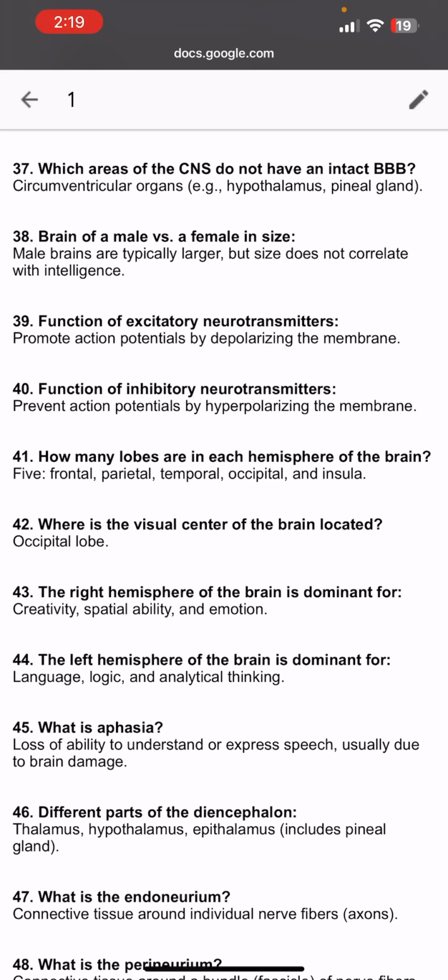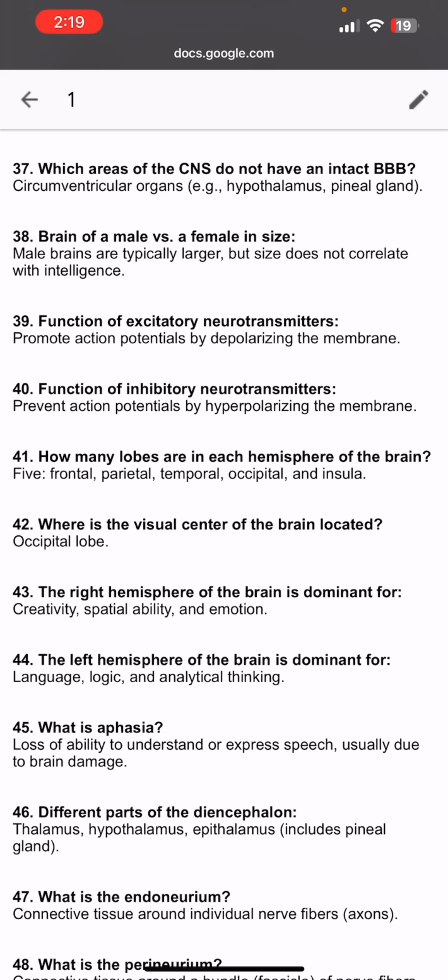Brain of a male versus female in size. Male brains are typically larger, but remember, size does not correlate to intelligence. Functions of excitatory neurotransmitters: they promote action potentials by depolarizing the membrane. Function of inhibitory neurotransmitters: they prevent action potentials by hyperpolarizing the membrane.